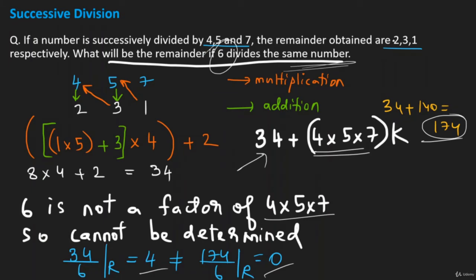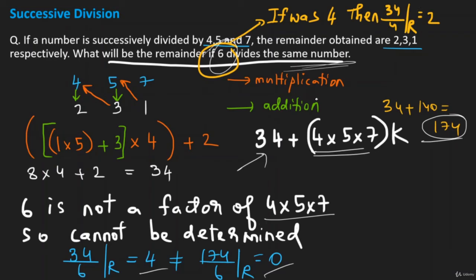Now if instead of 6, the question was asking about 4, what's the remainder if 4 divides the same number? You can see 4 is a factor of 140, and in that case the answer would have been 34 divided by 4, which gives you a remainder of 2, because 8 into 4 is 32 and 32 plus 2 is 34.